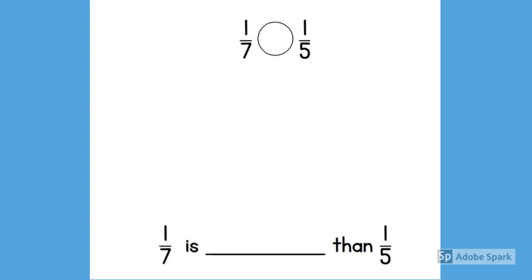So let's have a look at this question. We're comparing 1/7 and 1/5. Oh, what do you notice about this question? Yes, the denominators are not the same. What shall we use to help us to compare? I know. Let's do some bar models.